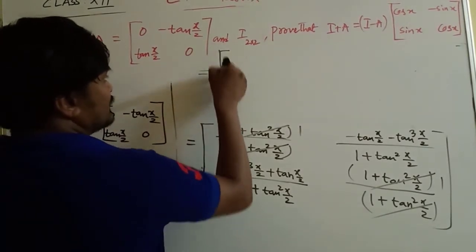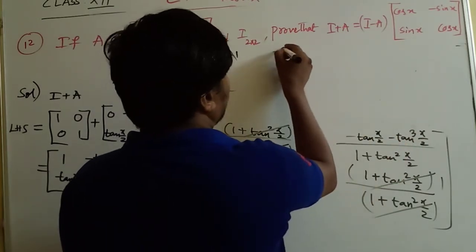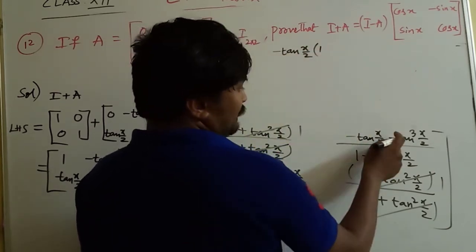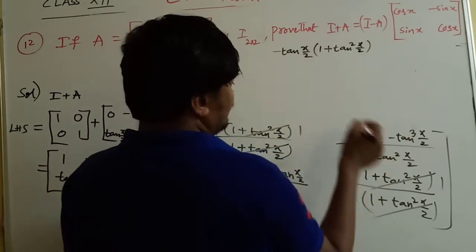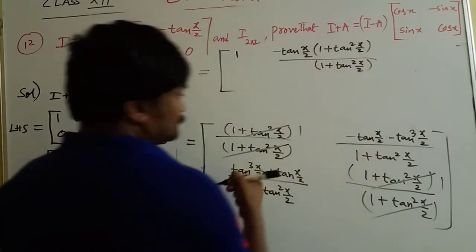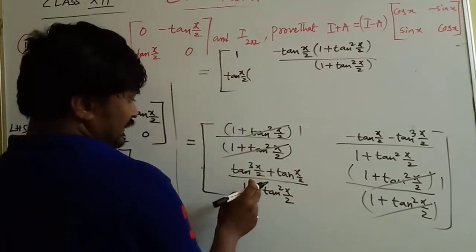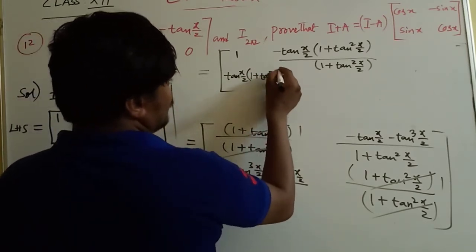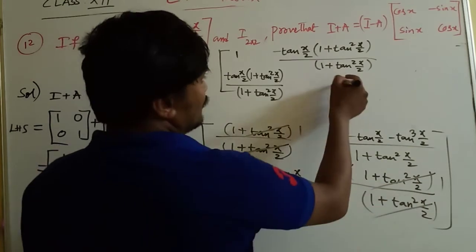So here we can write first 1 is there, and in both, minus tan x upon 2 we can take common. So write here minus tan x upon 2 common. When you take it common, here this is 1. And if I want minus here, plus will be tan square x upon 2. And down here also 1 plus tan square x upon 2 is there. Now, next here tan x upon 2 common. What do you get? 1 plus tan square x upon 2. That is again here 1 plus tan square x upon 2. Here what is there? 1.